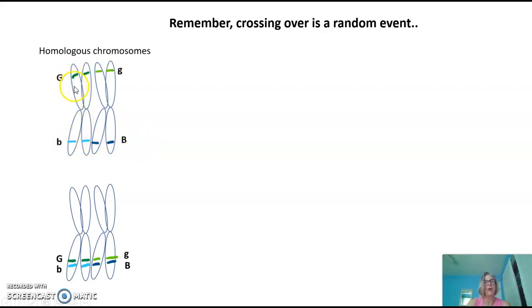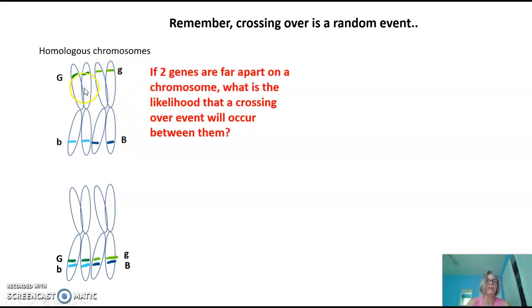The likelihood that a crossing over event could occur somewhere in between this B and G is very, very high because there's such a large amount of real estate in between these two genes. So the chance that you're going to have at least one crossing over event in all of this space is very, very high. However, if we looked at a different situation where the G and B genes were very close to each other on the same chromosome, in order to be separated by crossing over, you would have to have a crossing over event occur right here, right in between those two genes.